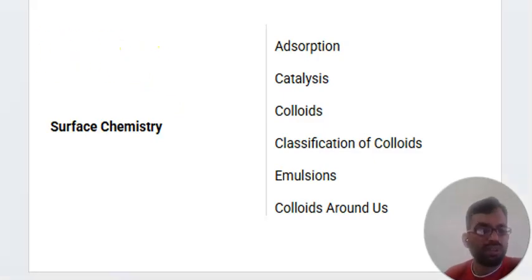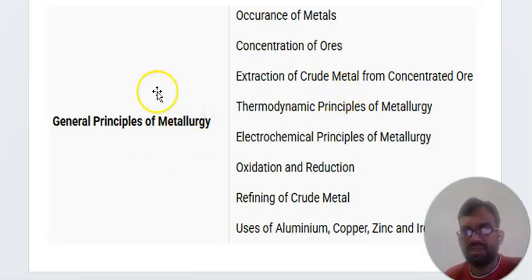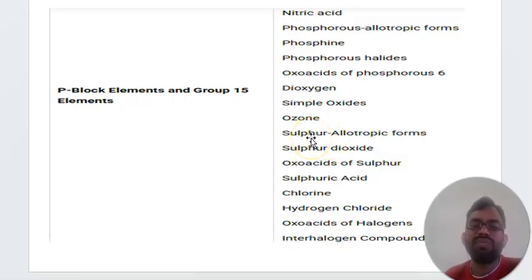Next one you can see our topic is general principles of metallurgy. This is one of the chapters in intermediate second year. Important subtopics here: occurrence of metals, concentration of ores, extraction of crude metals from the concentrated ore, thermodynamic principles of metallurgy, electrochemical principles of metallurgy, oxidation reduction, refining of crude metal, and uses of aluminium, copper, zinc, and iron. These are the subtopics of general principles of metallurgy, and we need to learn these especially for IPE exams.